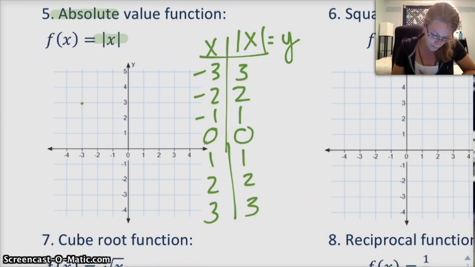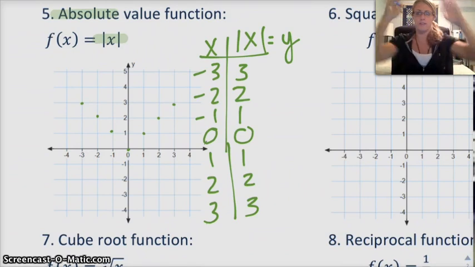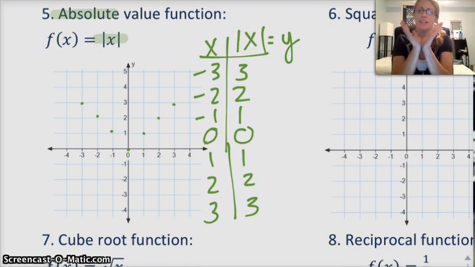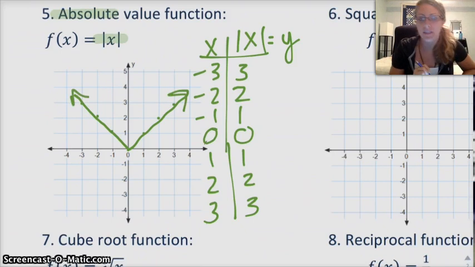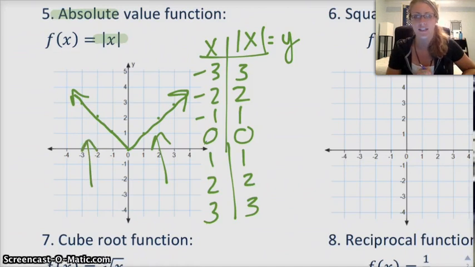-3, +3. -2, +2. -1, +1. Sorry, that dot was a little off. 0, 0, 1, 1, 2, 2, 3, 3. Not a parabola. Okay, this is not the same thing as a square. This one is like two perfect lines. I can't do it with my hands. Two perfect lines makes a V. Bam, bam. And it's basically like this half is the identity function, and this half is the negative identity function, but flipped over the x-axis.